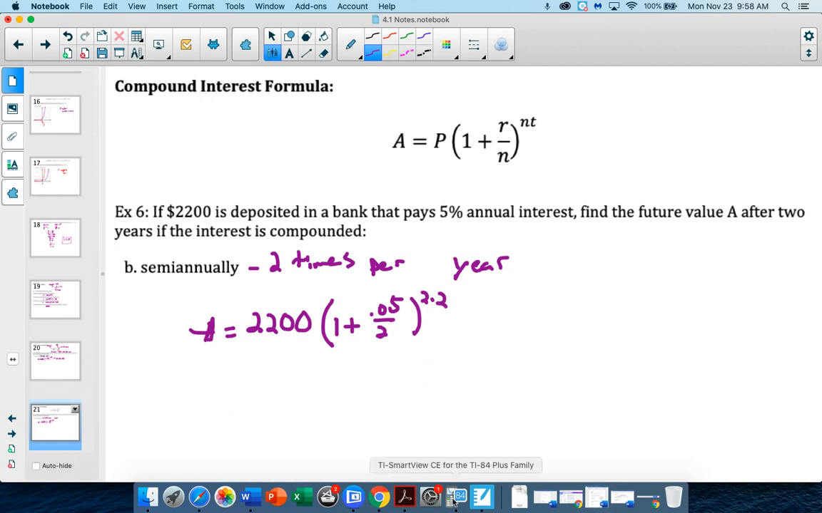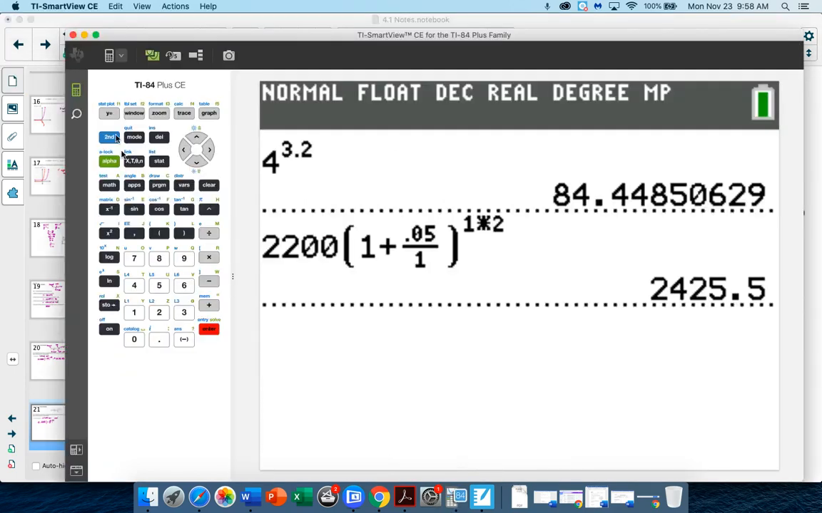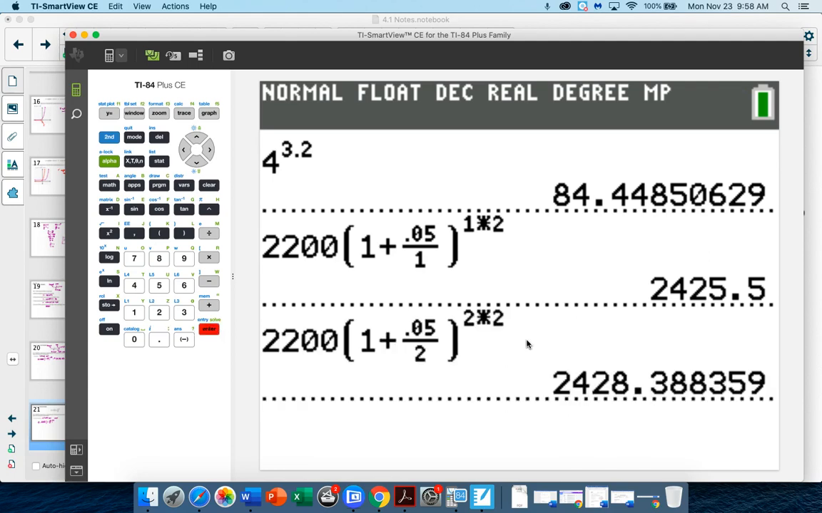Okay, so let's plug that into the calculator. All right, and I'm going to use my second entry feature here and just change these values. It should save me a second of time. And let's see what we get. So we get a little bit more money, right? Like a little less than $3 more, right? So 2,428.39.